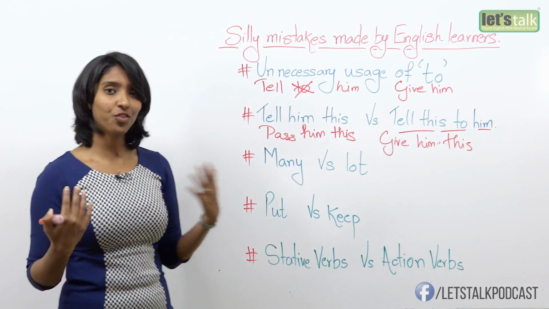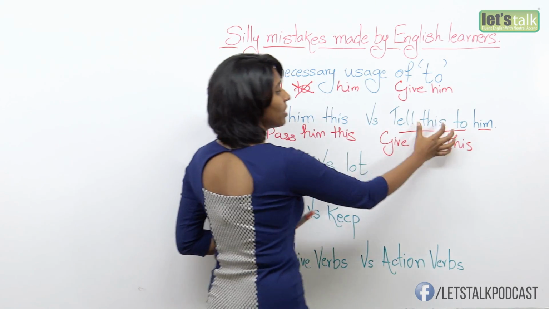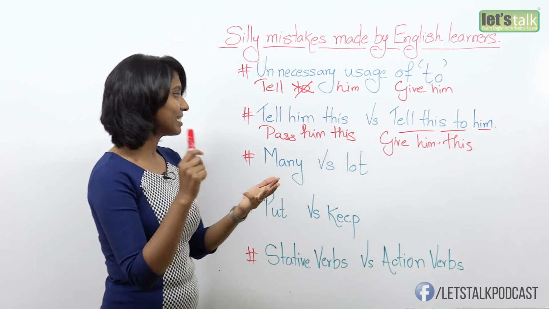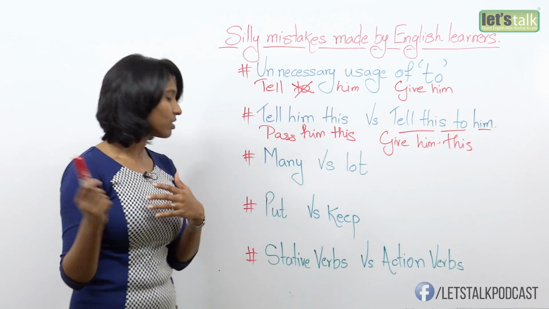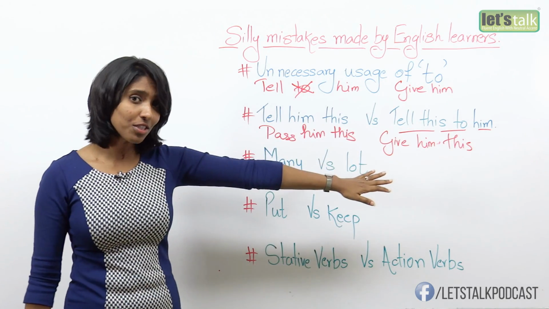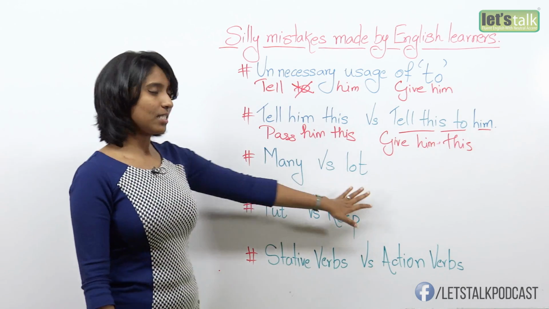So these are the different phrases where you don't use "to", neither do you combine "this" and "to" and bring "to" in between the two words. Pass him this, give him this, tell him this, ask him this, order him this. Okay, so is that clear? Can I move on to the next one? You sure? Okay. "Many" versus "lot".